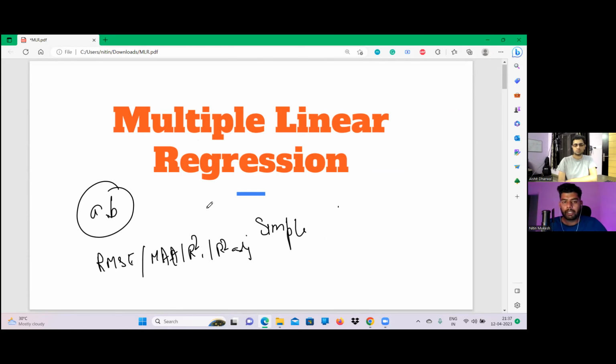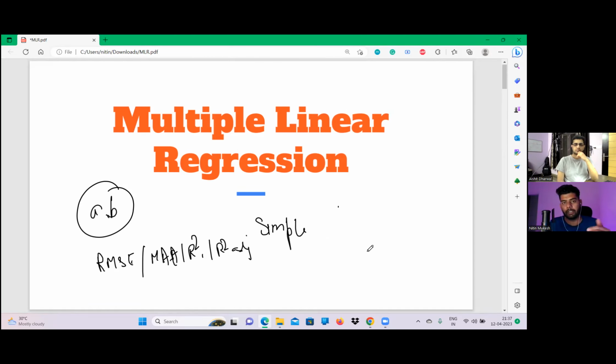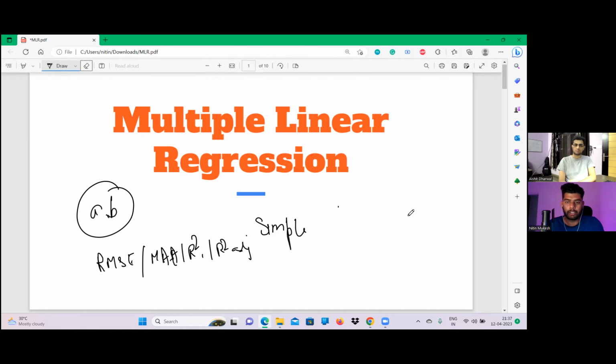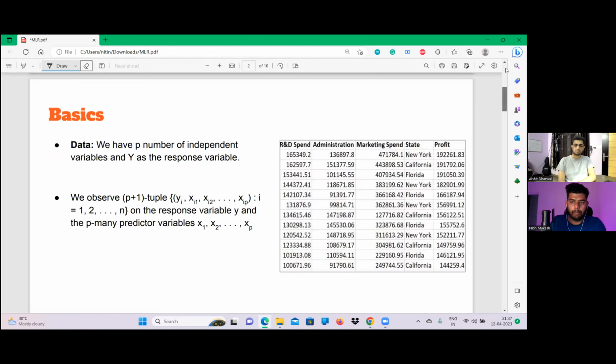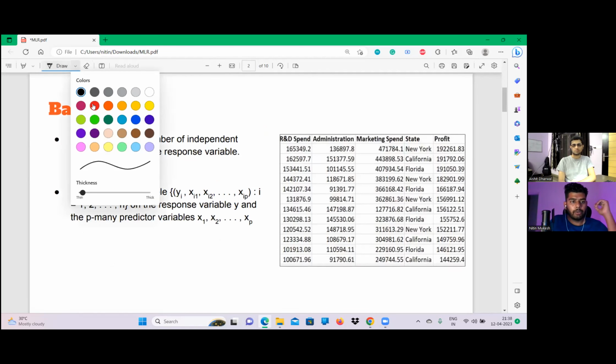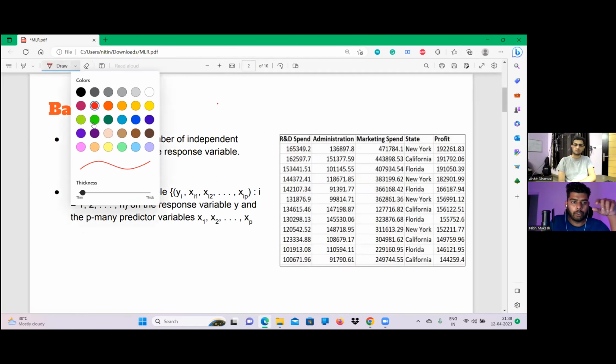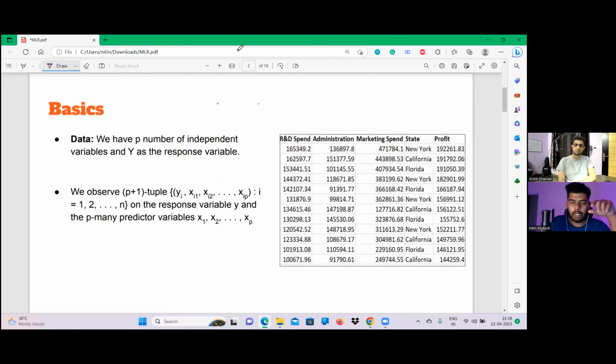So basically we will extend this to understand how multiple linear regression comes into the picture and what its use cases are. We will start with the basics of multiple linear regression. First of all, we will try to understand how the data looks like in multiple linear regression. So let's start focusing on this right hand side, specifically this particular data.